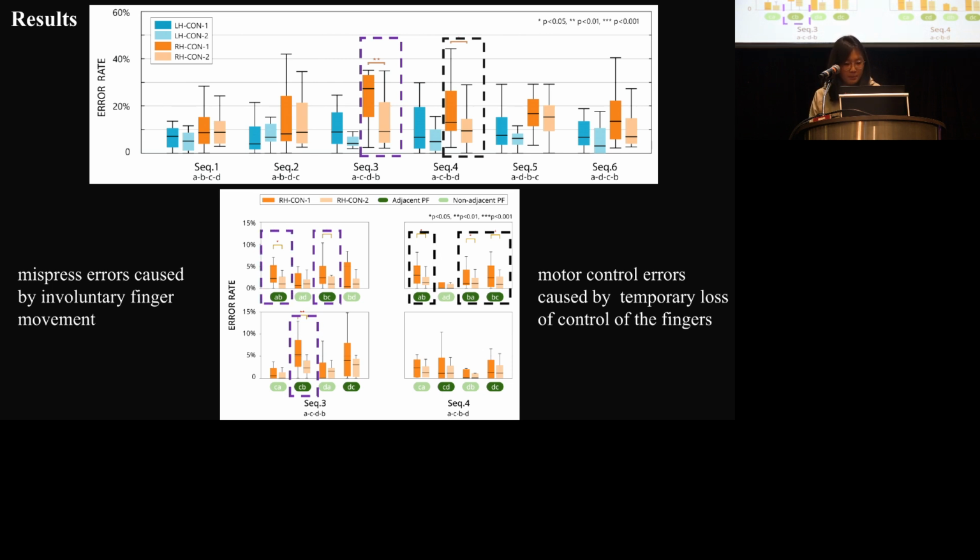Unexpectedly, errors AB and BA also reduced. These 2 pairs involve the index finger, which rarely exhibits involuntary movement, suggesting that restraining finger coactivation not only eliminated mispresses but also reduced motor control errors, which refer to temporary loss of motor control. This finding sparked our curiosity about how human neural resources are allocated during finger movements, leading us to conduct Study 2.